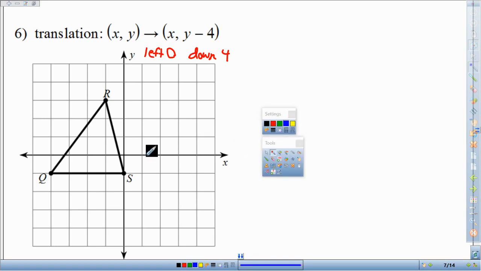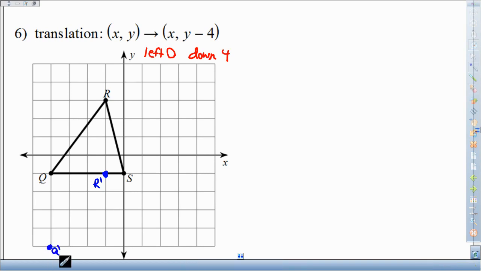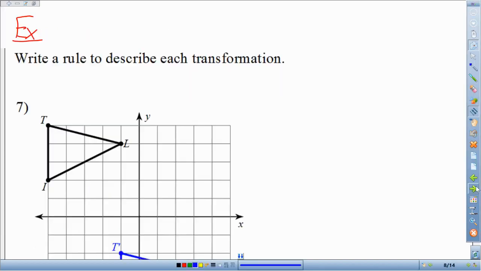Okay, so let's try it out. I'm going to start with R. So left 0, I'm not moving left or right. I'm just going down 4 units. 1, 2, 3, 4. There's R prime. And same thing with the rest of them. Q, down 4 units, Q prime. And S, left 0, down 4. S prime. Okay, and then you can fill it in. But let's keep moving along. I think you guys got the idea there.